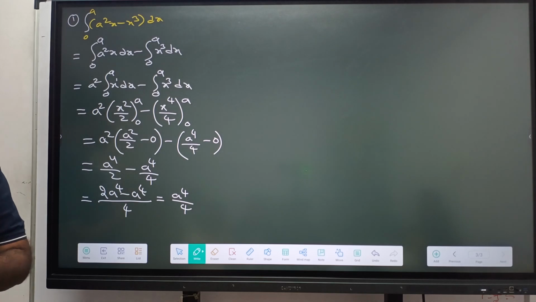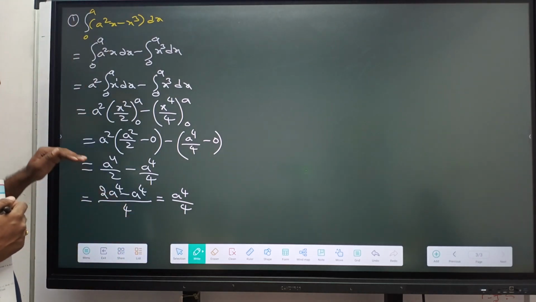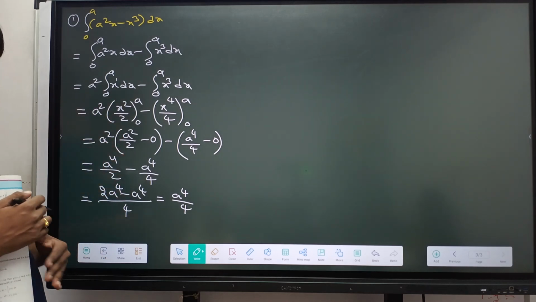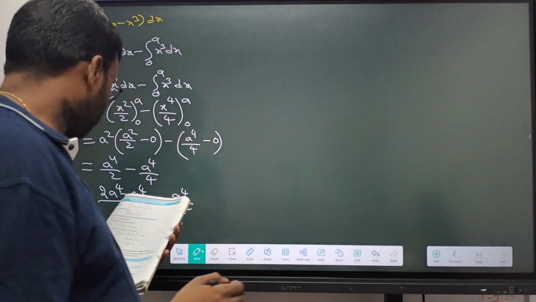Understand? Same like indefinite integration only. Extra we are doing from here onwards: after integration, we are substituting limits. So all same properties, same formulas. Okay. Next, question number 2.